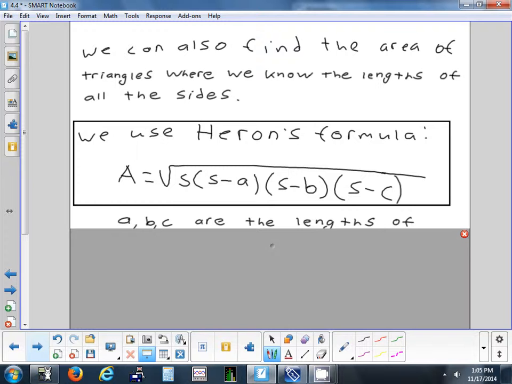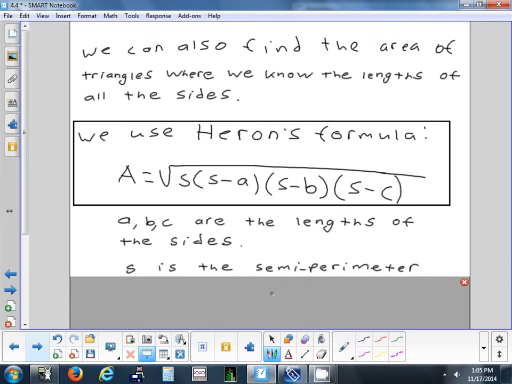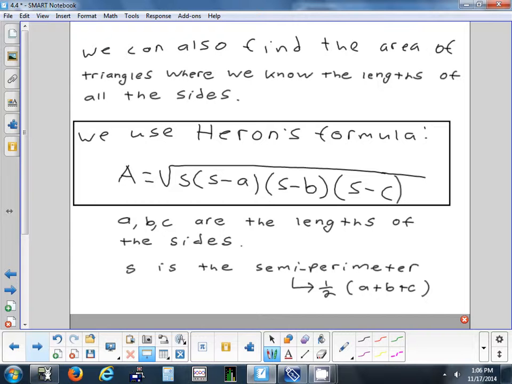Okay, what do you call the distance around the edge of a shape? That's the perimeter. Well, s stands for semi-perimeter. What do you think that is? Half of the perimeter. Yeah, kind of like if you drew a semi-circle, half of a circle. So to find the semi-perimeter, all you have to do is add up all your sides and then take half of it.